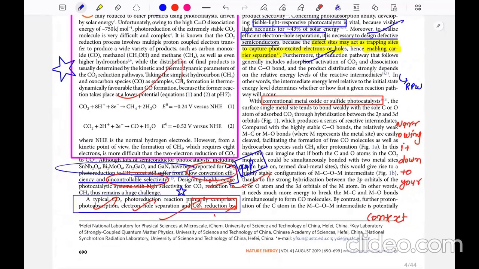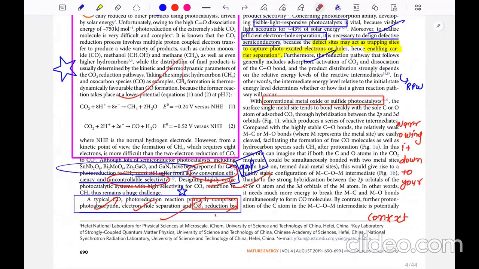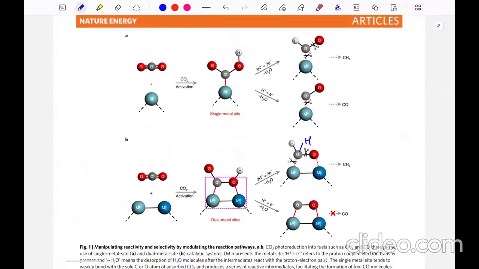In this section, they are narrowing it down to their own context. With the conventional metal oxide or sulfoxide photocatalyst, a single metal site tends to bond weakly to the sole carbon or oxygen atom of the adsorbed CO2. I can make you clearly understand this with this schematic.